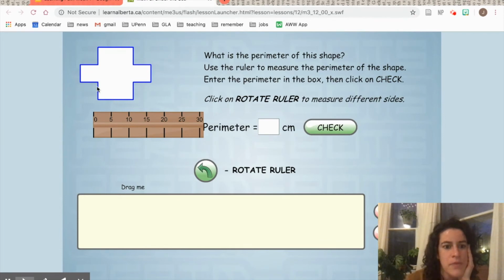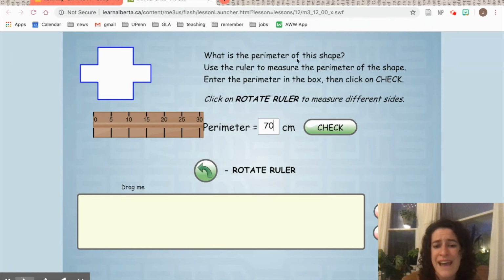10 plus 5 is 15, plus 5 is 20, plus 5 is 25, plus 5 is 30, plus 5 is 35, plus 10 is 45, plus 5, 50, plus 5, 55, plus 5, 60, plus 5, 65, plus 5, 70. Let's write 70 and see if we're right.